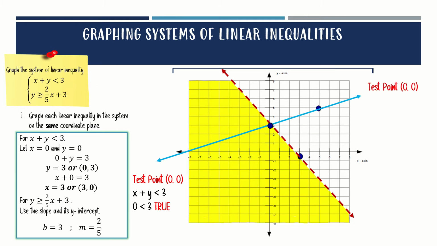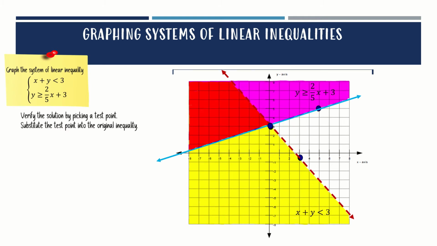Now, let's have a test point for the second graph. We have 0, 0 as our test point. Substitute 0, 0. We have 0 is greater than or equal to 2 over 5 times 0 plus 3. The result is 0 is greater than or equal to 3. And 0 is greater than or equal to 3 is false. Therefore, we will shade the half plane opposite the test point or the origin. The solution of x plus y is less than 3 is the graph with broken boundary line with yellow shade. And the solution of y is greater than or equal to 2 over 5x plus 3 is the graph with solid line with violet shade.